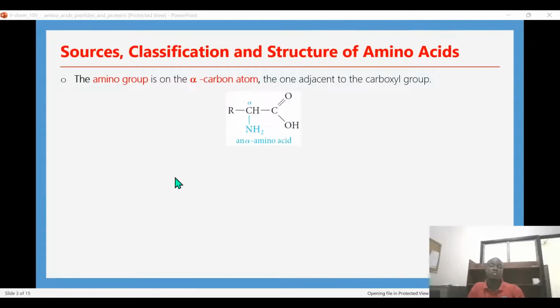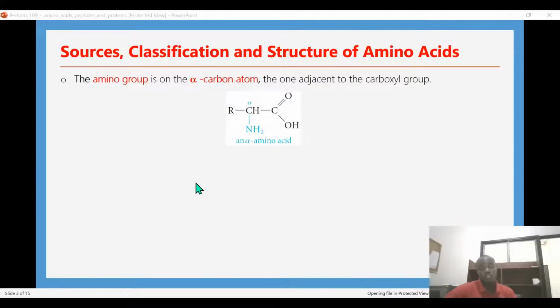What does that mean? It means that if you look at this carbon, you will realize that there are four different groups attached to it. Look at it, the carbon with that free hydrogen. That is to tell you that the amino acid has two major functional groups. What are those functional groups? The carboxylic functional group and the amino functional group.